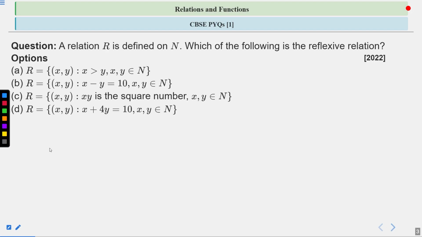Okay, let's start. First question, this was asked in the year 2022. The question says, a relation R is defined on N, which is the natural numbers. Which of the following given relations out of the four options is the reflexive relation? We have to discuss whether the relation given in each of the four options is reflexive or not.